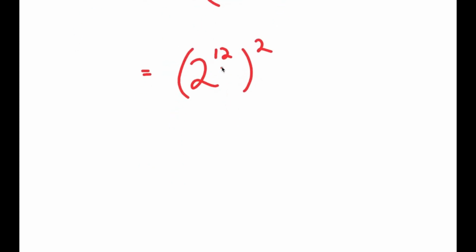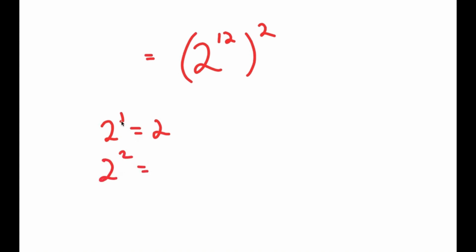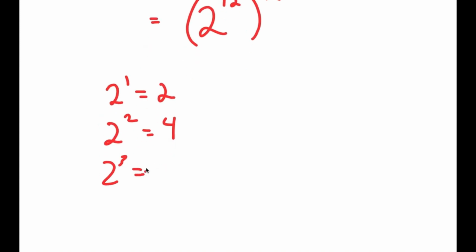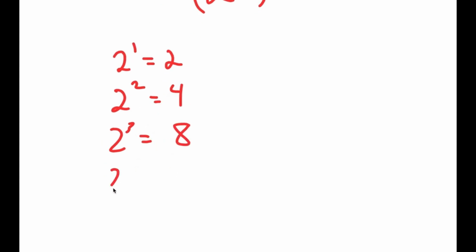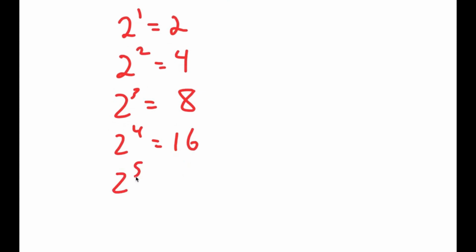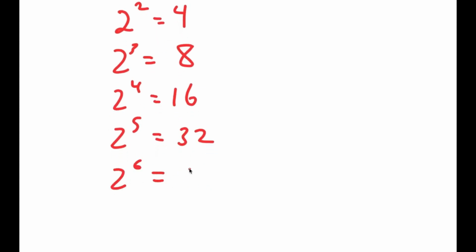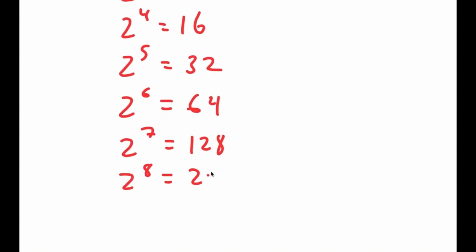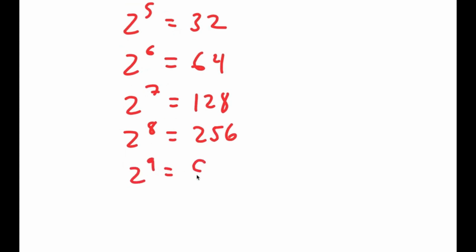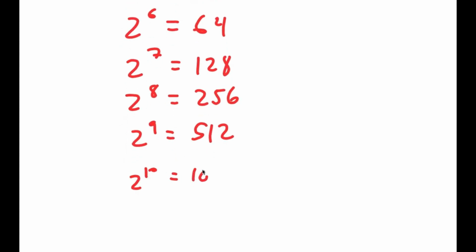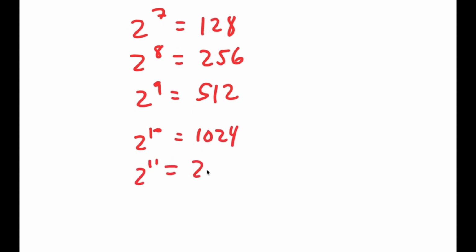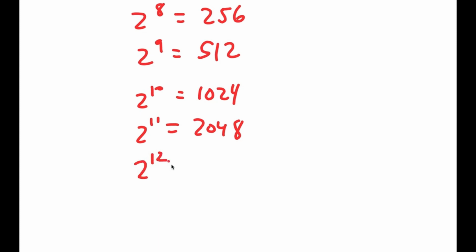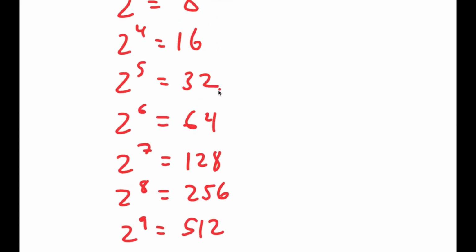And for 2 to the power of 12, well, 2 to the power of 1 is equal to 2. 2 to the power of 2 is double of 2 to the power of 1, so 4. And 2 to the power of 3 is double of 2 to the power of 2, which is 8. So this pattern goes on, and I keep on doubling until I reach 2 to the power of 12, which is equal to 4,096. So this is my value for 2 to the power of 12.